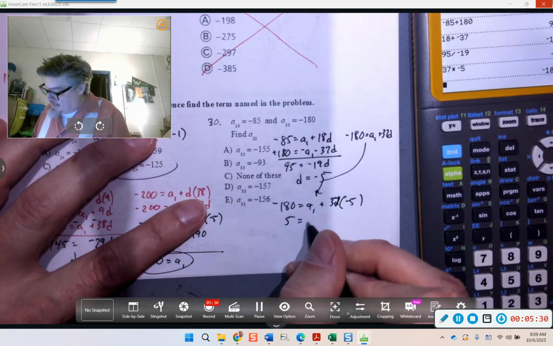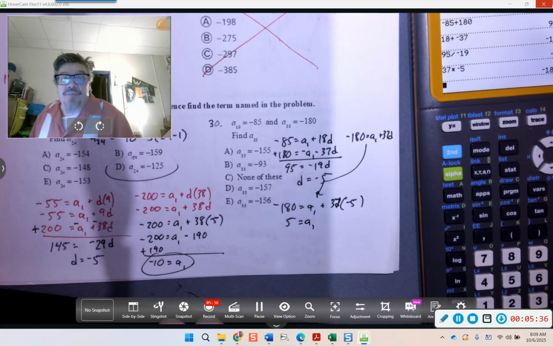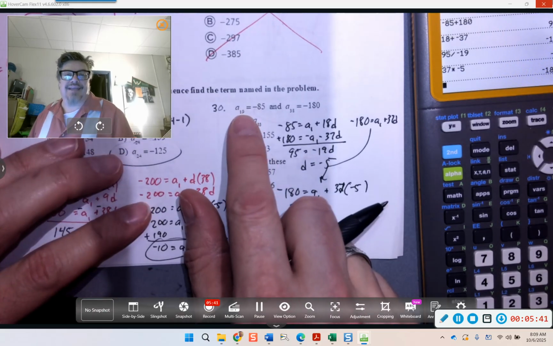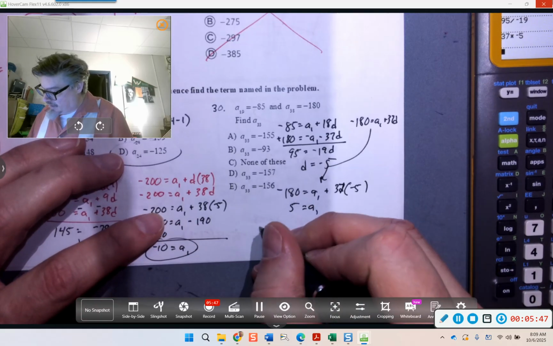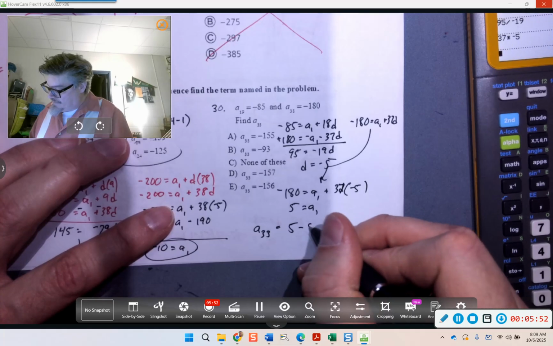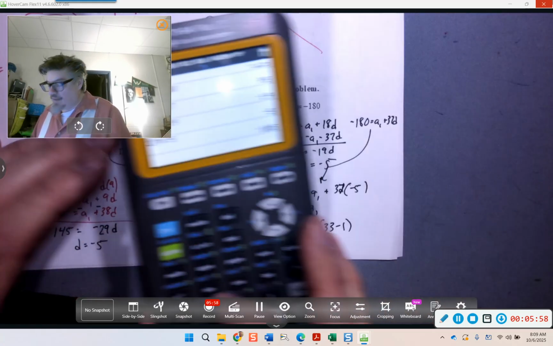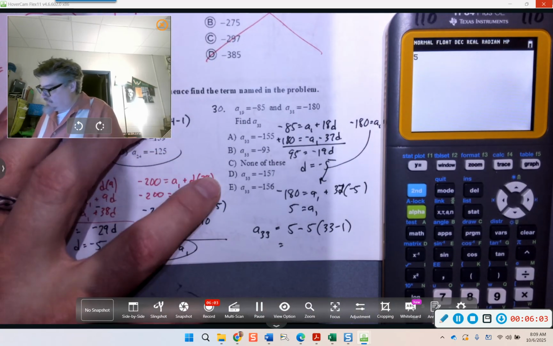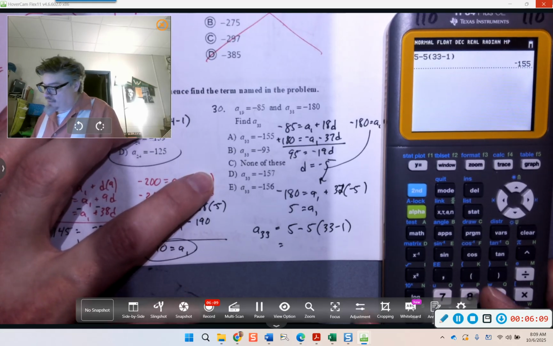So it means then that my first term is 5, and then I went down 5 every time. Okay. Notice I started at 19. Okay, yeah, so this actually makes some sense here. So let's go ahead and find 33. 5, and then we're going to go down 5, and we're looking for 33 minus 1. So 5 minus 5 times 32 is negative 155.